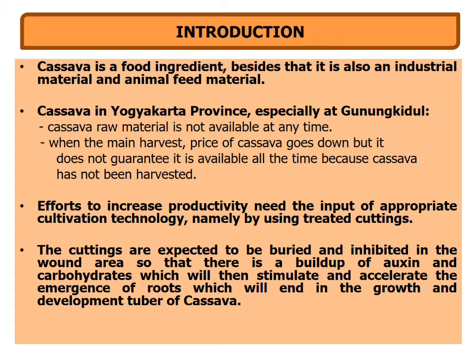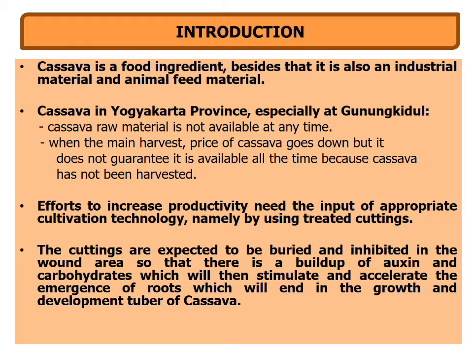However, the problem faced in the development of this local alternative food product is the availability of cassava raw material, which is not available all the time, with abundant quantity and affordable price. The supply of cassava product in Yogyakarta, especially Gunung Kidul, is not evenly distributed between months throughout the year. At the time of the main harvest, the supply of cassava is abundant so the price drops, while the supply in certain months is not guaranteed because the plants have not been harvested.